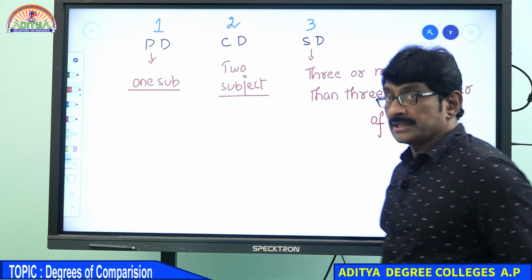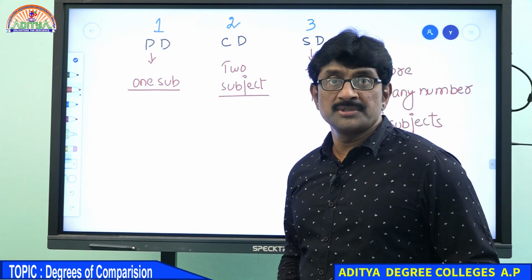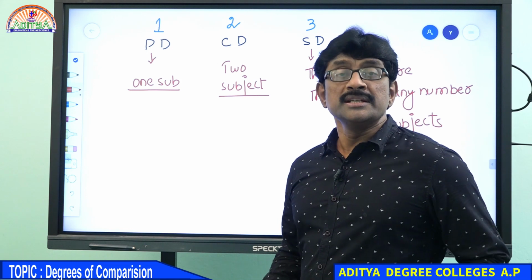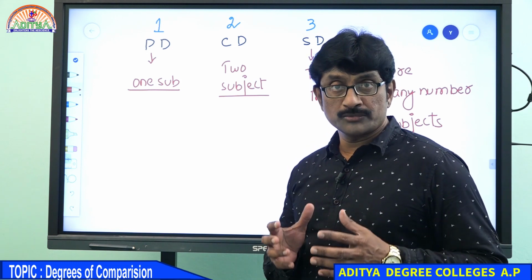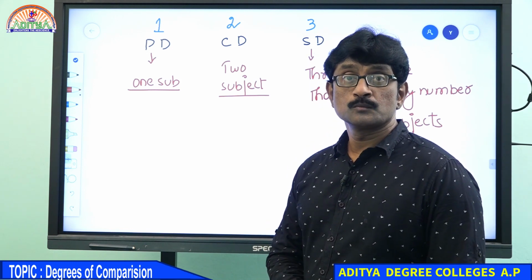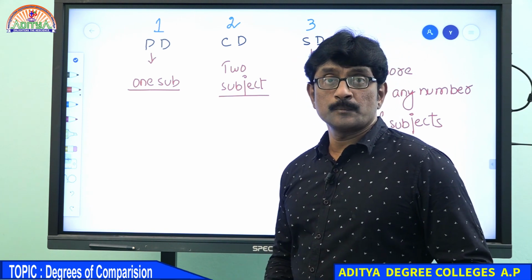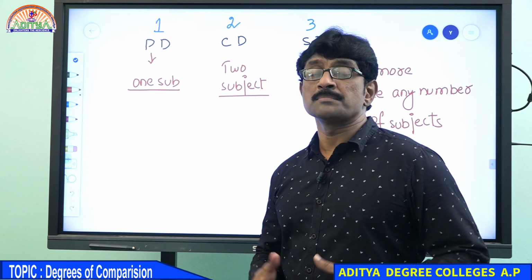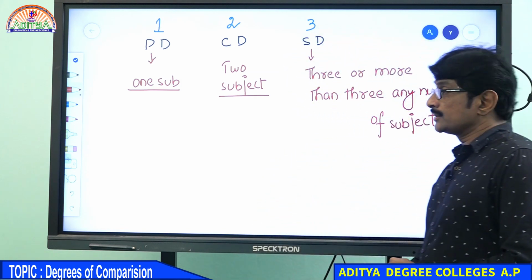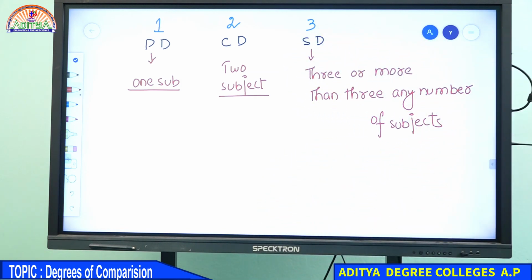PD means one subject. CD means two subjects. SD means three or more than three subjects, any number of subjects.